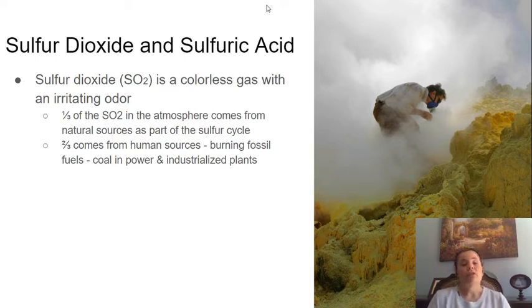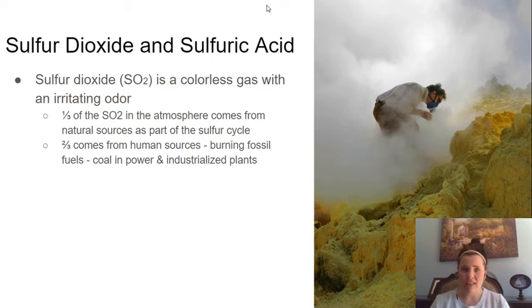Sulfur dioxide and sulfuric acid. Here's what I've got to say about this. Sulfur smells like rotten eggs, and it looks yellow. And we're not going to really focus a lot on this. I feel sorry for this man. This looks like a terrible job. I hope he's getting paid very, very well.